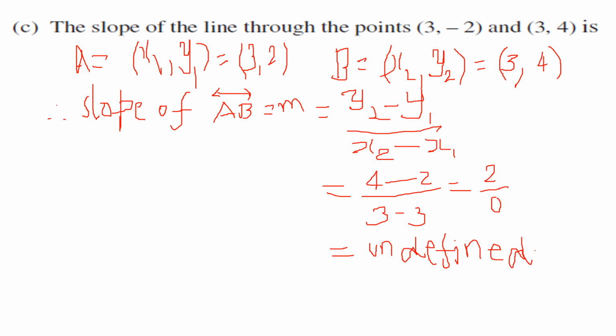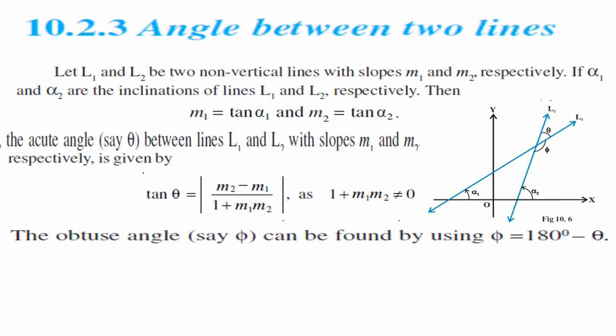So the slope of this line is undefined. Okay, my children, understood this point? Right. Now come to the next point, angle between two lines.